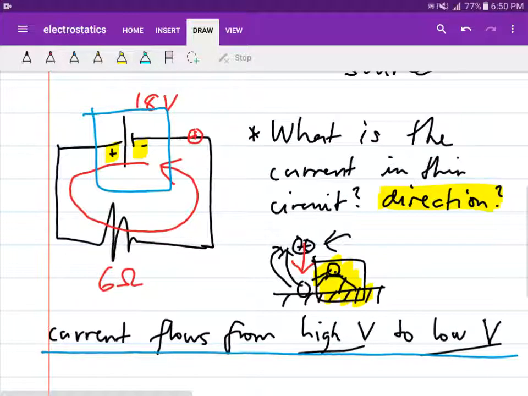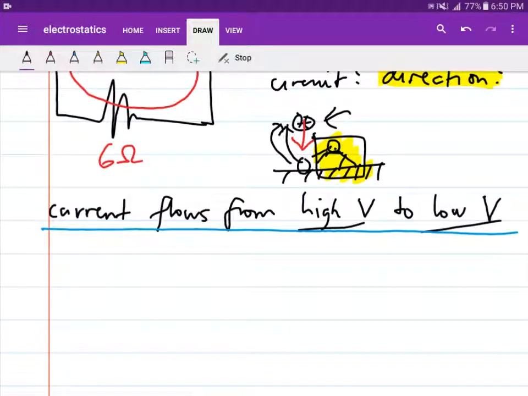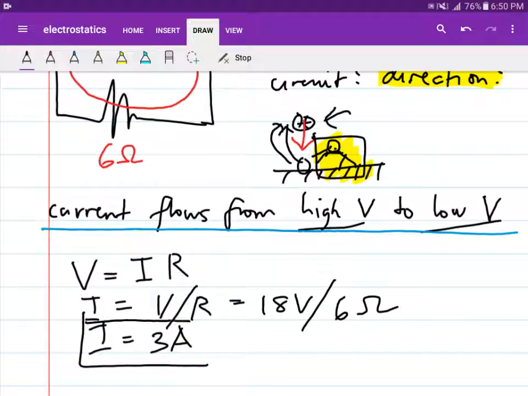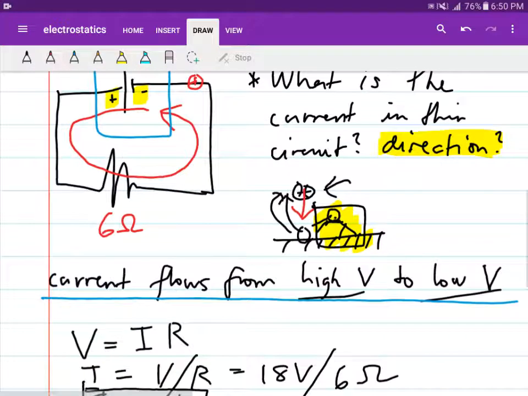And now, what is the magnitude of the current? We will be using Ohm's law, V equals IR, so the current is V over R. We have 18 volts over a 6 ohm resistor. So we will have 3 amperes flowing inside this circuit.